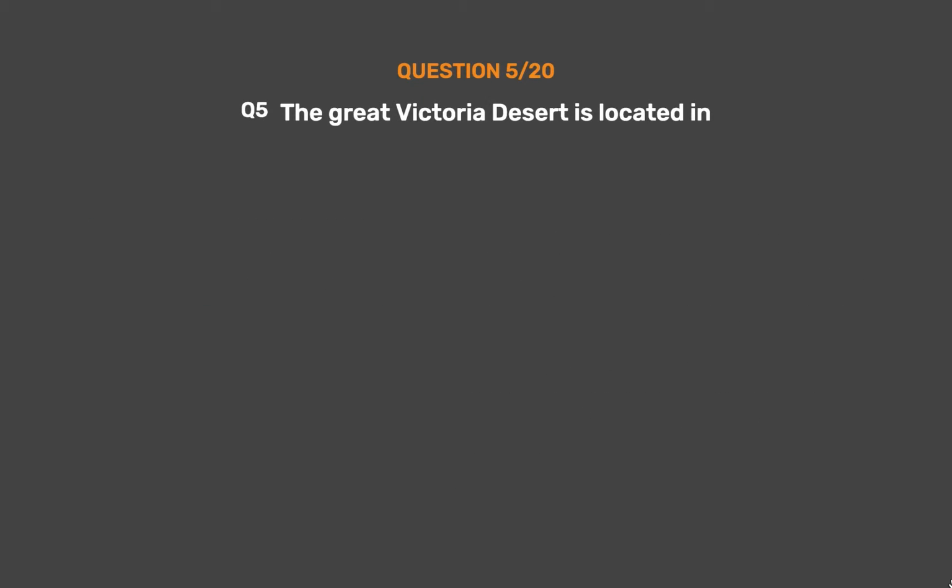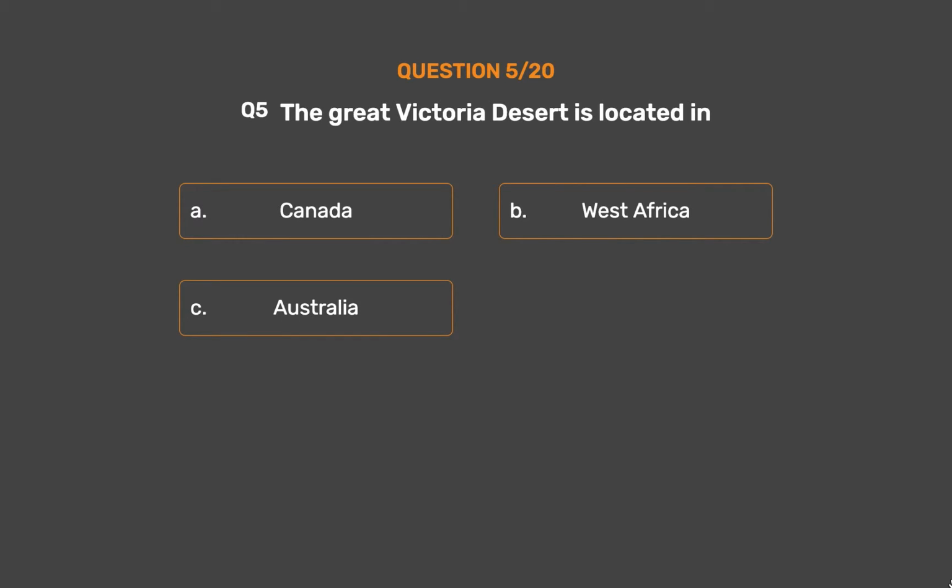Question number 5. The Great Victoria Desert is located in Option A. Canada. Option B. West Africa. Option C. Australia. Option D. North America. The correct answer is Option C.